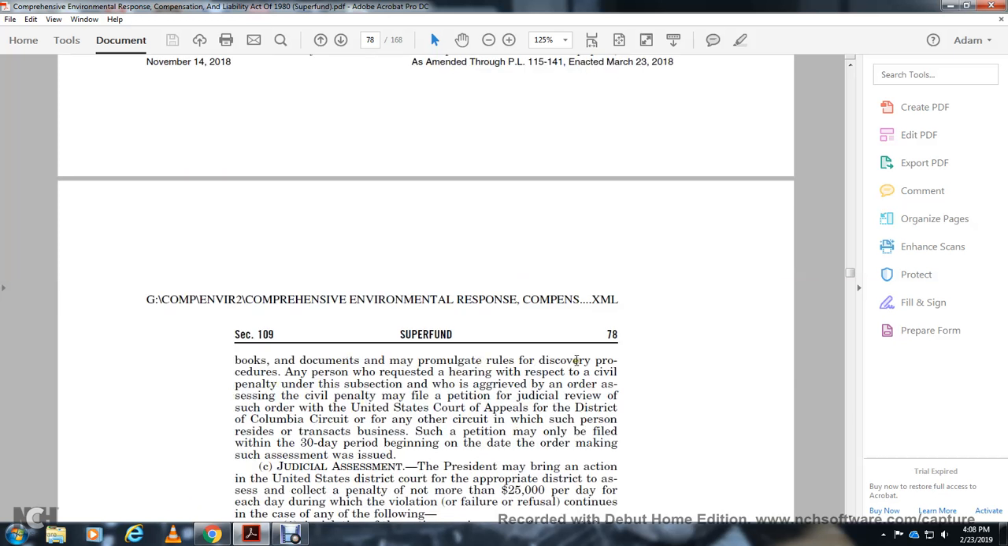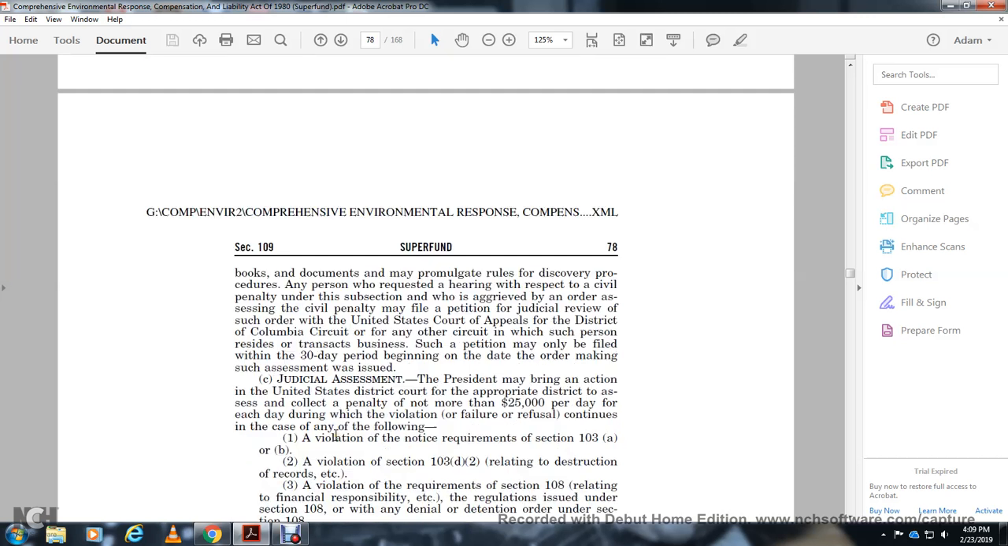books, and documents, and may promulgate rules for discovery procedures. Any person who requested a hearing with respect to a civil penalty under this subsection, and against whom an order assessing the civil penalty was issued, may file a petition for judicial review of the order with the United States Court of Appeals for the District of Columbia Circuit or for any other circuit in which such person resides or transacts business. The petition must be filed within 30 days of the date the order making the assessment was issued.